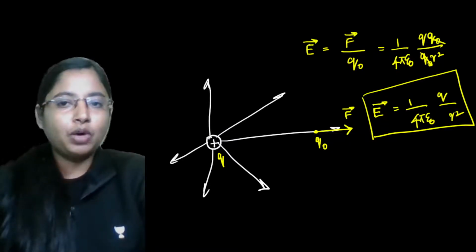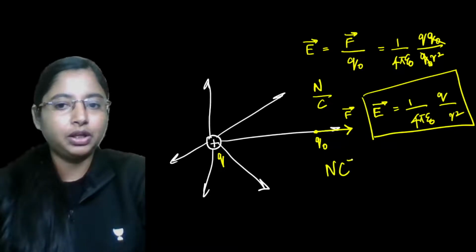The unit of electric field, from here, is F by Q, force per charge. Force is in Newton, so the unit of electric field is Newton per coulomb.